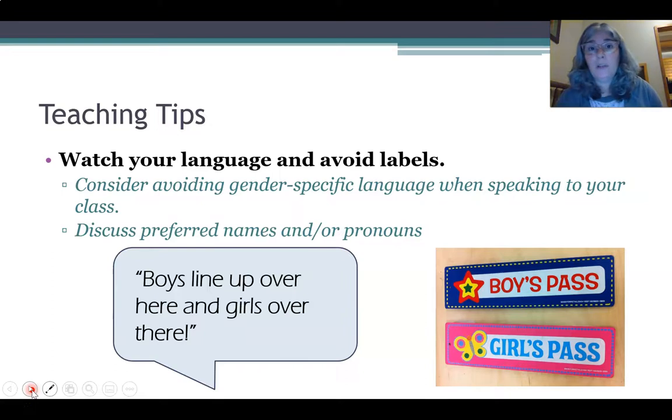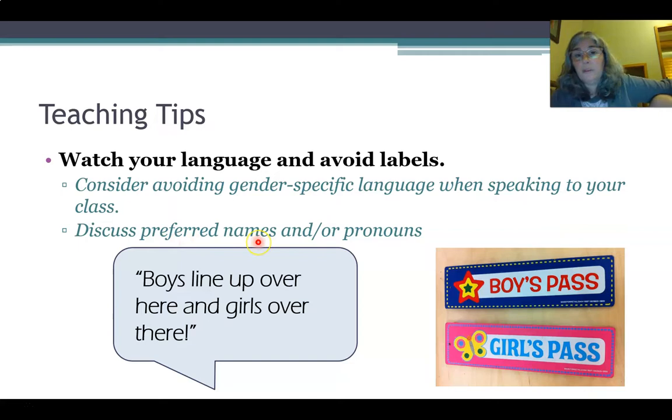Watch your own language. Avoid using labels when at all possible. So try to avoid gender-specific language when you can. If you say, boys line up over here, girls line up over here, that might leave a student or two in your class feeling awkward or uncomfortable. Is there another way you can do it? And first of all, why would you split the class on gender anyway?